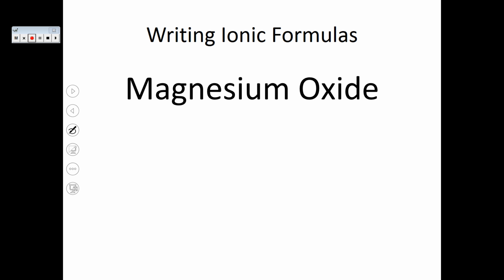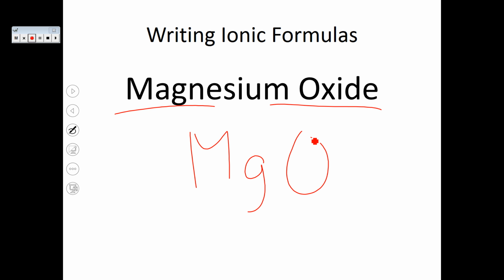So magnesium oxide, for example, you have magnesium and you have oxygen. So we have Mg and oxide, even though it's not oxygen, we know that it is oxygen because the name of the nonmetal changes to -ide. So magnesium, if you notice, is in group 2. So it's going to have a +2 charge. Oxygen is in group 6, so it's going to have a -2 charge.